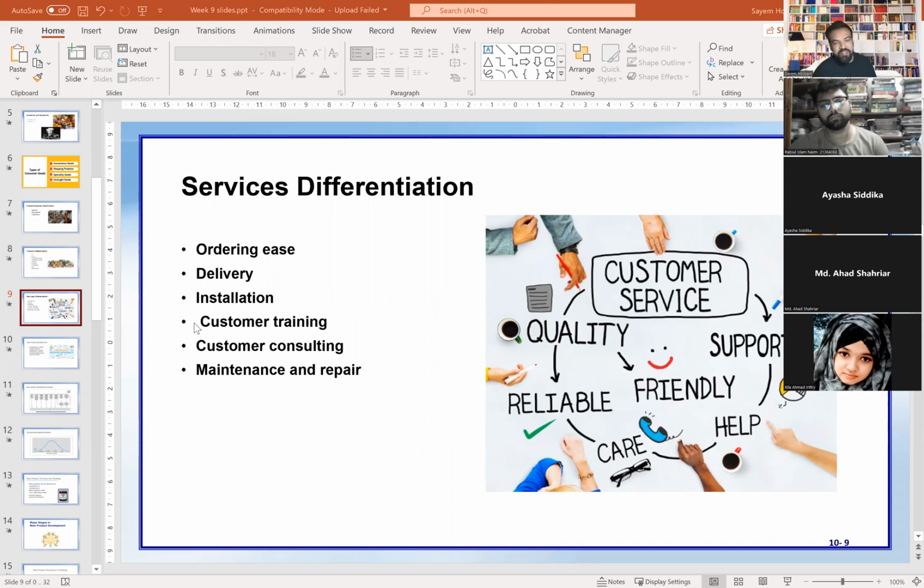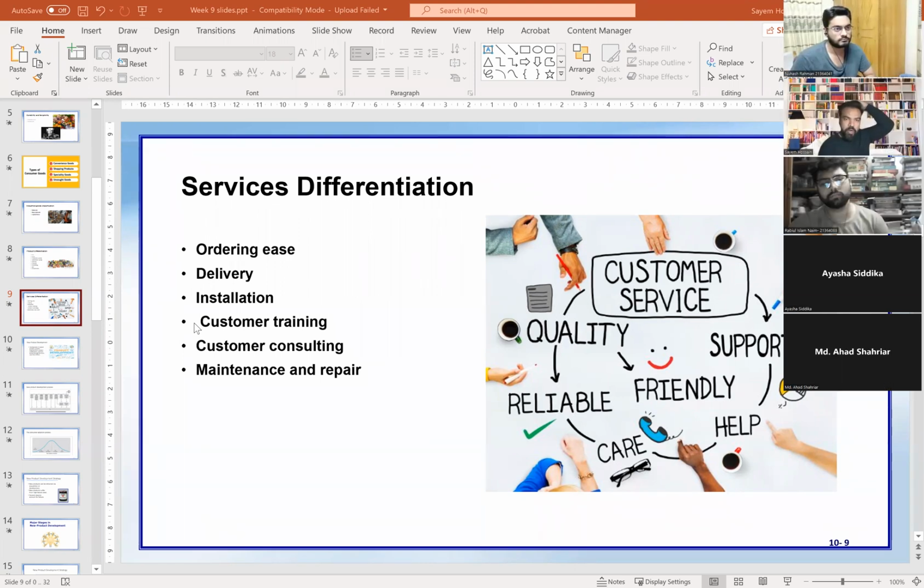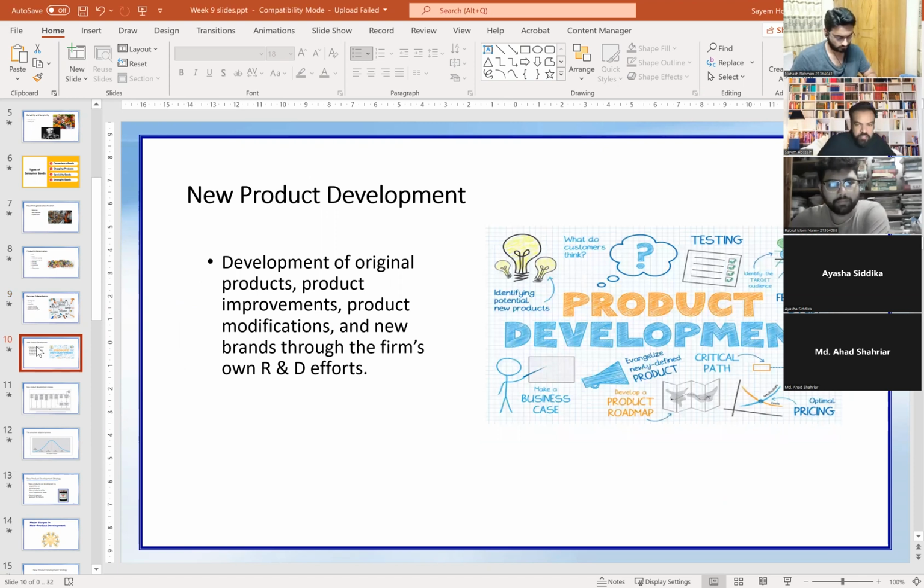Then comes maintenance and repair. Obviously, as it sounds, if products or services have the feature of maintenance, then we'll choose that product. So these are some ways that we can differentiate products, right? And services are also products. Next topic, we're heading into our next topic, milestone, new product development.